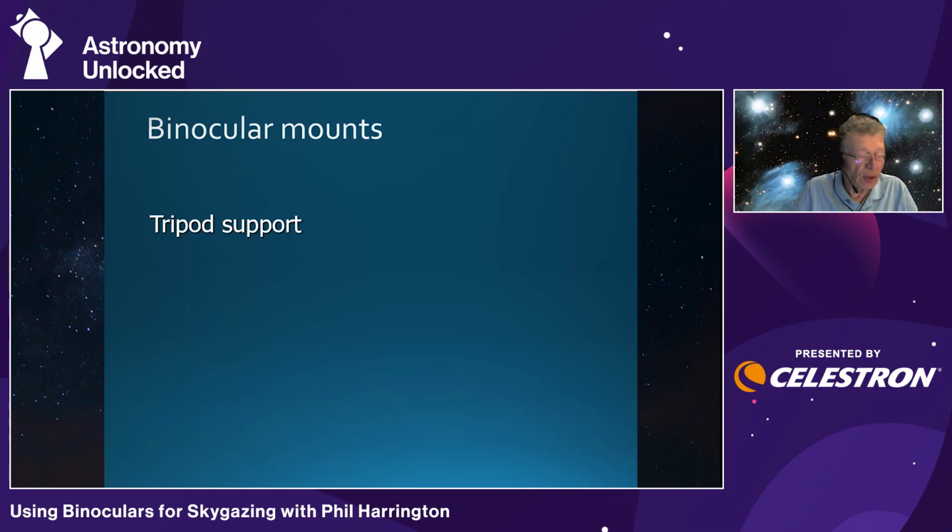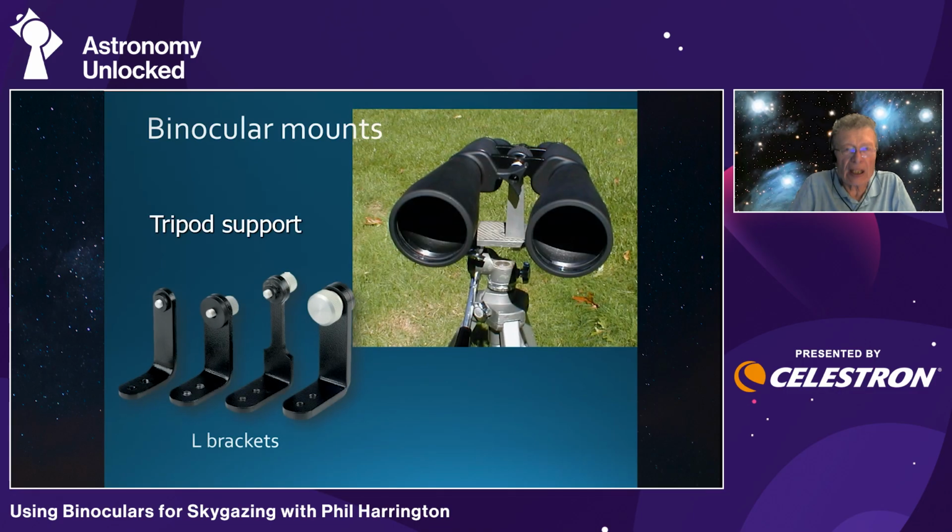How are you going to hold your binoculars? Something else that a lot of people don't consider. Many binoculars have tripod anchors built into them. You have to have an adapter of some sort, typically an L bracket, that will allow you to attach the binocular onto a camera tripod. Problem is, most camera tripods are designed to have the camera aim more or less horizontally, not vertically like we want our binoculars for looking at the nighttime sky.